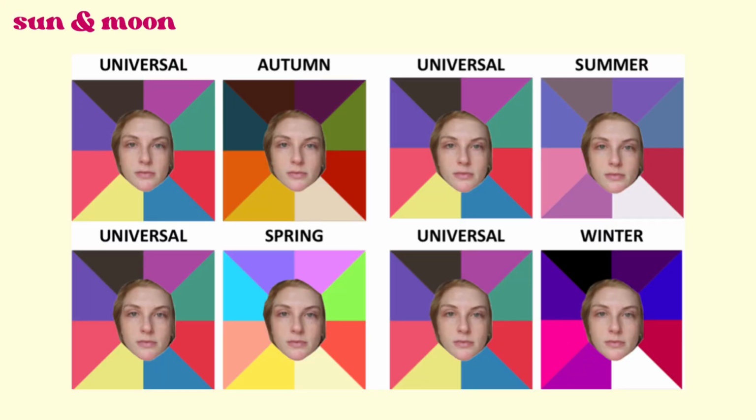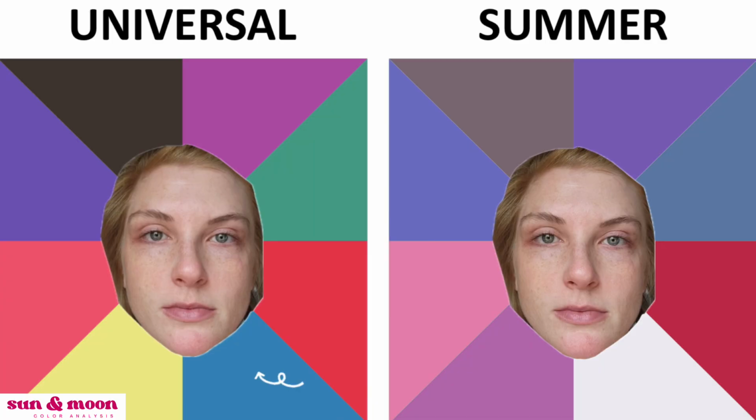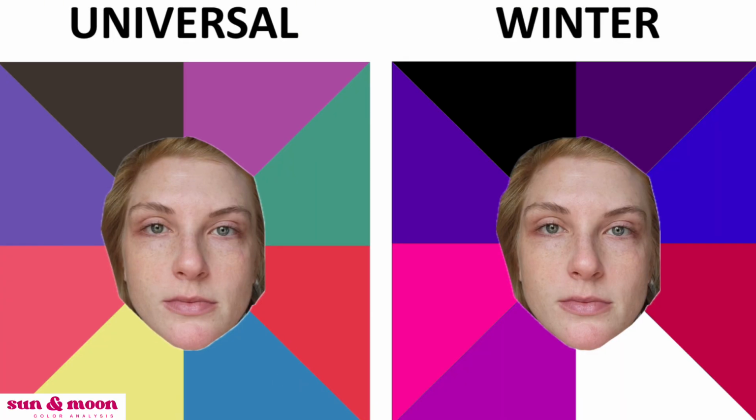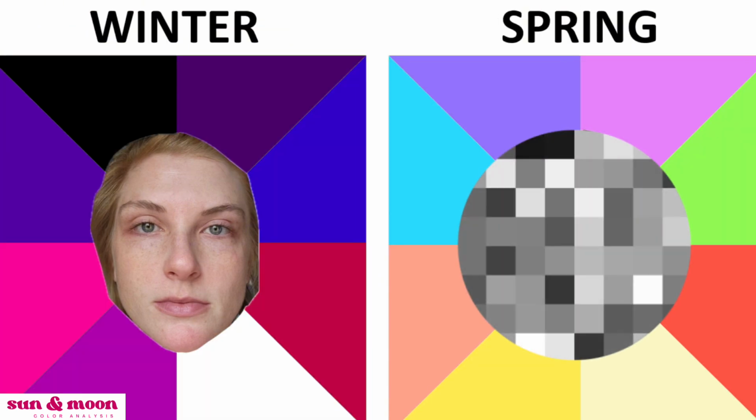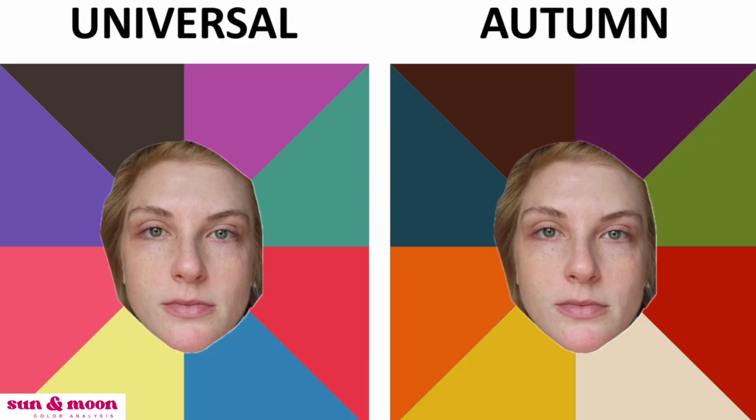Just for funsies, I'm going to show you the universal versus some of these. So universal versus summer. This is better because it's warmer. Universal versus winter. Universal is better because it's warmer, but I do like the brightness of winter. I'm going to save this baby for later. Autumn versus universal. Which is better? Because universal's lighter. It's warmer.